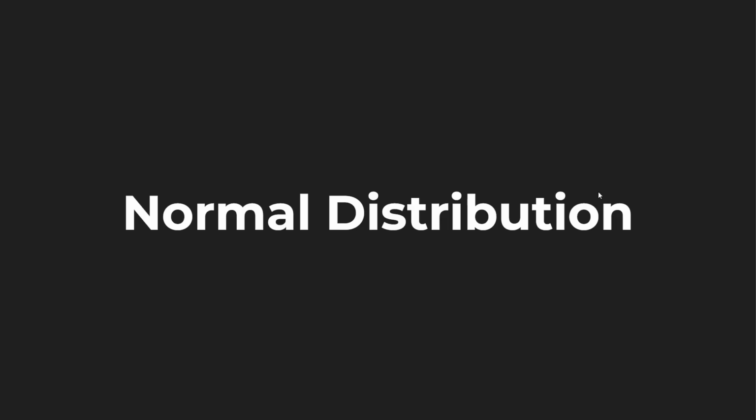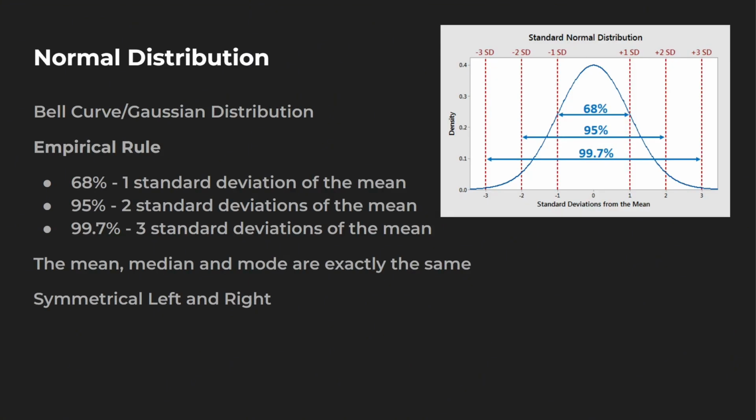All right, so let's take a look at the normal distribution. Now, you'll also see this be called the bell curve or also a Gaussian distribution. So if someone uses one of those terms, just know that they're talking to you about a normal distribution.